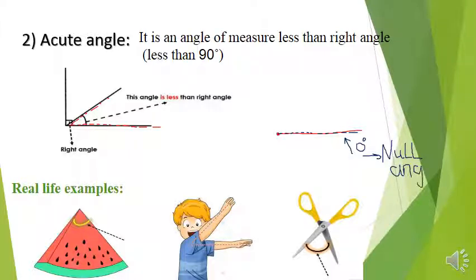So the acute angle, its measure is greater than 0, but it's less than 90 degrees. So it's between 0 and 90. These are examples of acute angles.